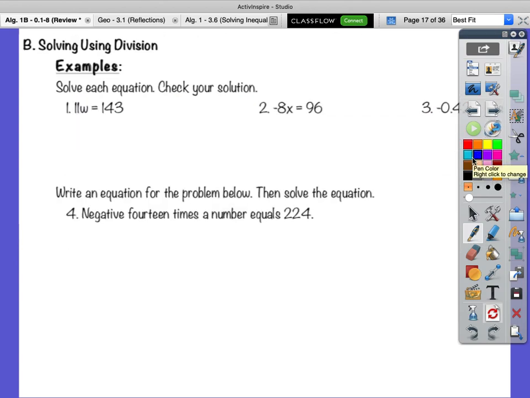So we're going to go down to part B. Now we're going to solve using what operation? Division. Okay? So that means we're doing what operation originally then? If we're going to use division, we are originally doing multiplication. Okay? So we have 11W is equal to 143. So how are we going to get W by itself? How are we going to undo that multiplication?